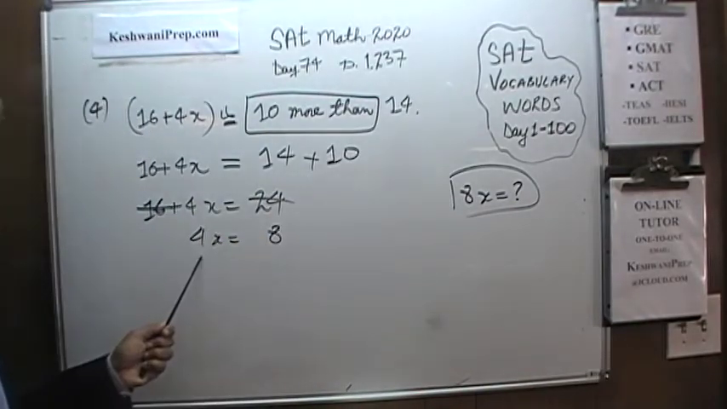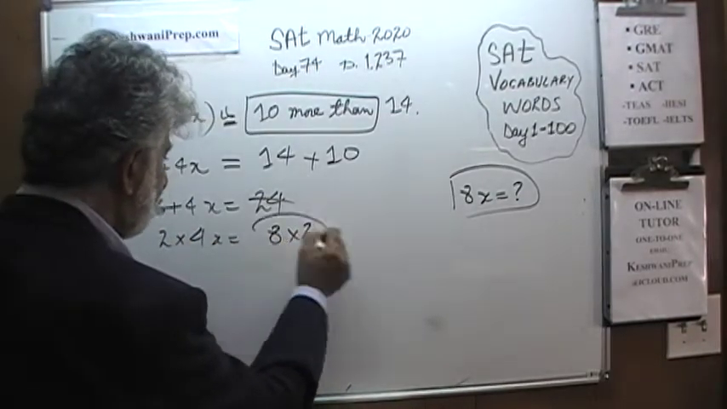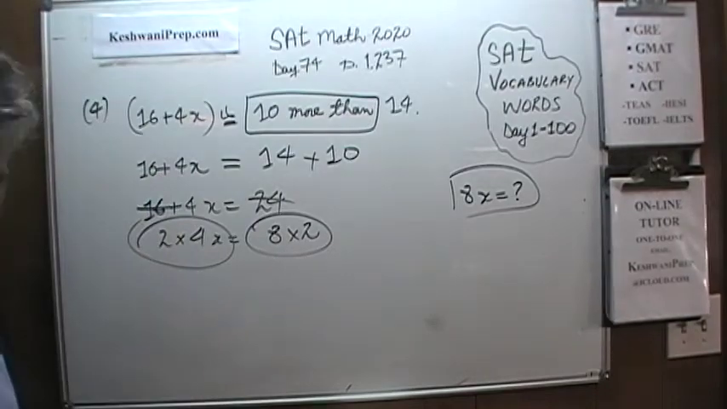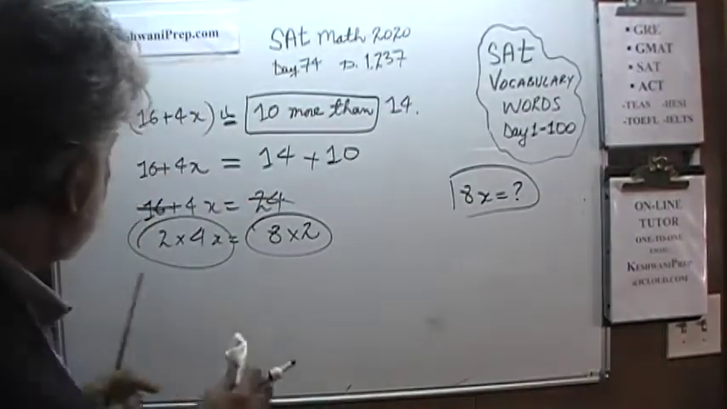We're not interested in 4x, we want to find out 8x. Multiply both sides by 2 and we're done. 8x must be 16. Number 5.